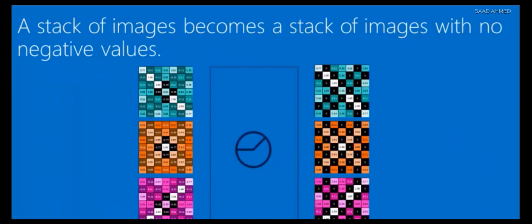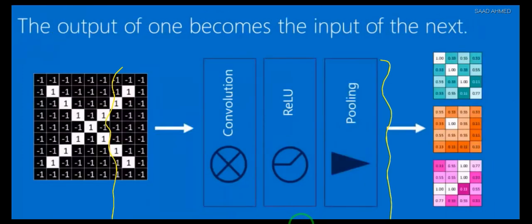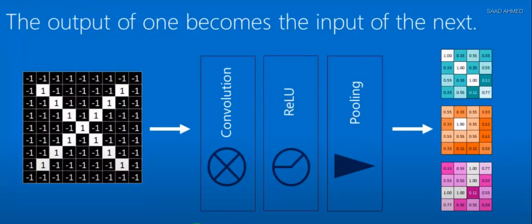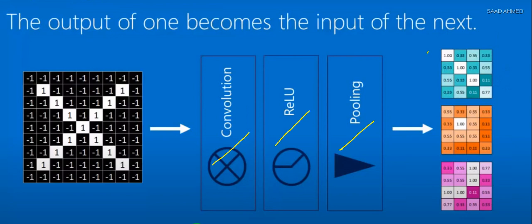Next, a stack of images becomes a stack of images with no negative values. So we have on the left side stack of values with negative values, and now we have no negative values. These are the two things. Then okay, so we can see here that after applying the convolution layer, the ReLU function, and the pooling layer, we have a filtered portion of the image.